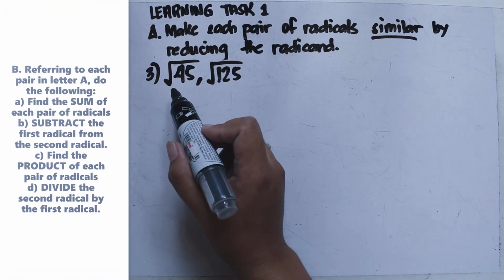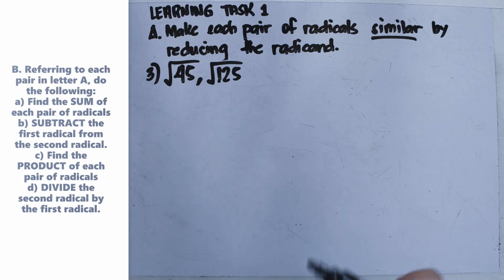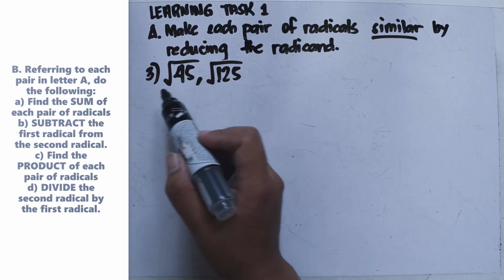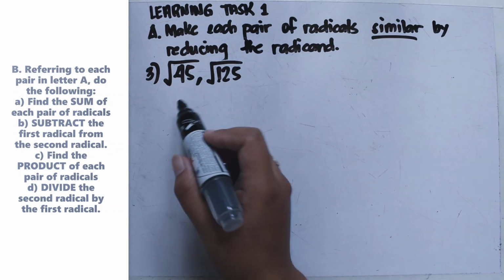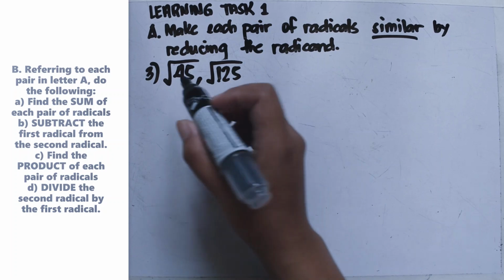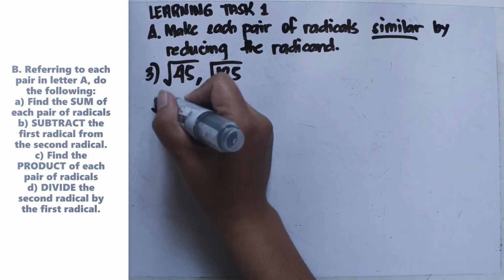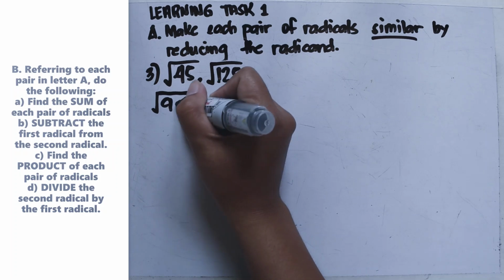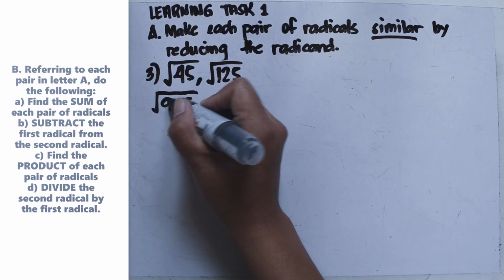Unlike numbers 1 and 2, if you notice, in number 3 we have no clue, because we have no prime number, and both values are still large. But if you notice, both are divisible by 5. So therefore, we know that one of their factors is 5. So let's start with this one. What is the square root of 45 when reduced? Since 5 is a factor, we have 9 times 5, because 9 times 5 is 45.